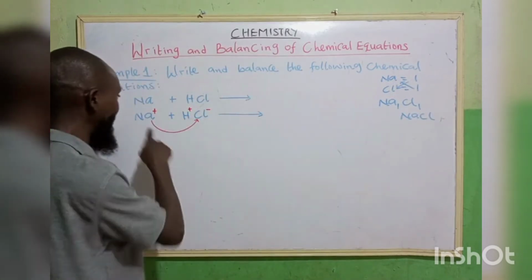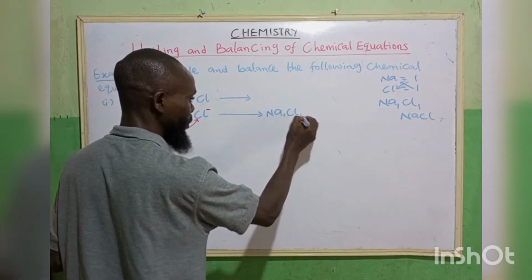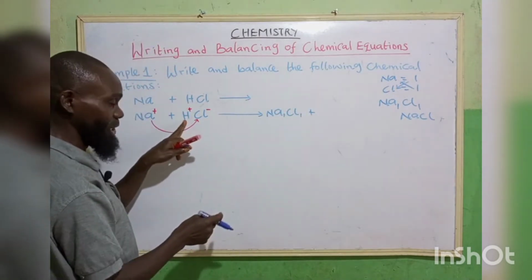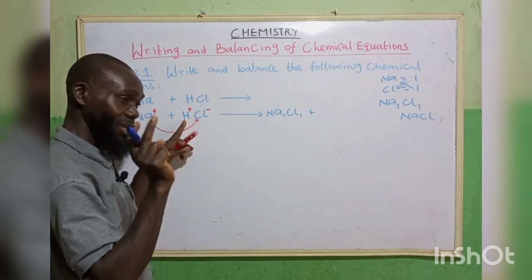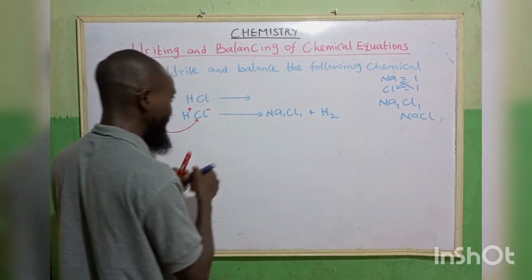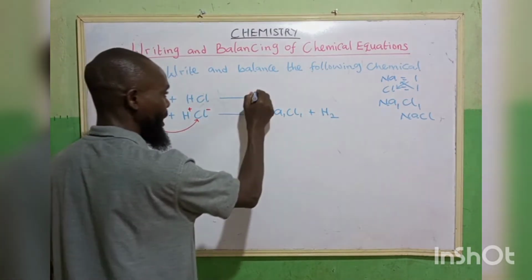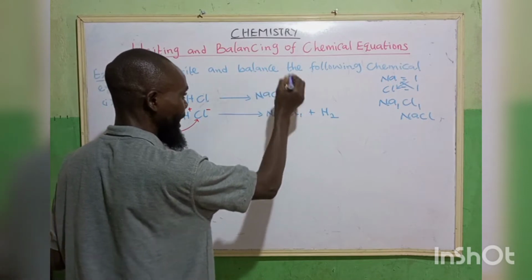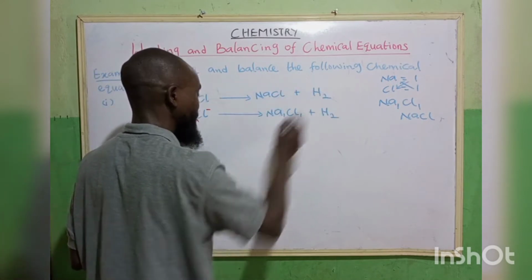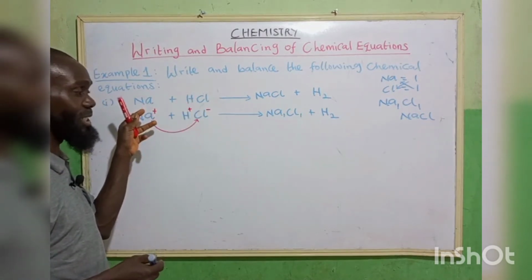So this thing now, we have NaCl, Na1, Cl1, plus then hydrogen. Don't forget, hydrogen is a diatomic gas, as we have learnt. So H2. Meaning that when sodium reacts with hydrochloric acid, it's going to form NaCl plus hydrogen. So this is the product formed when these two substances react.